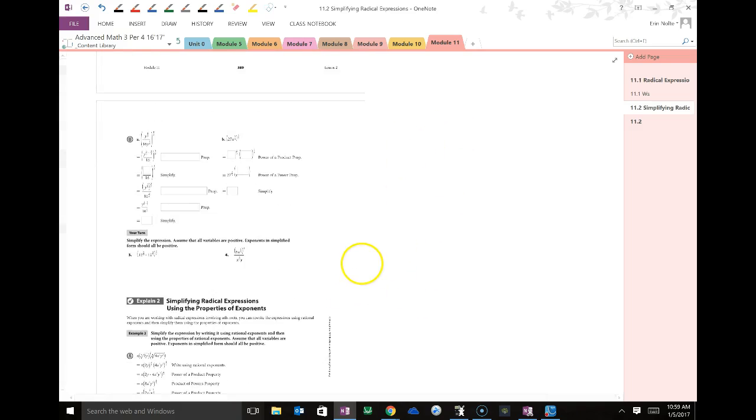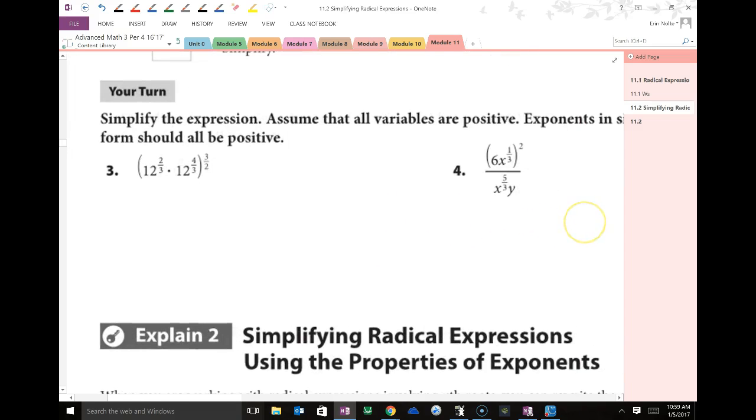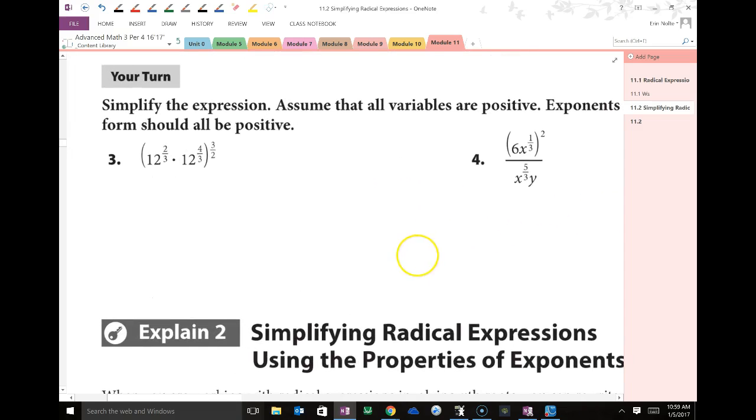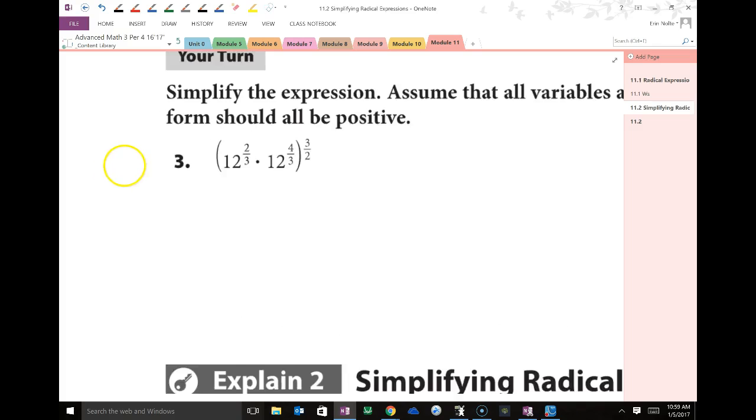Let's see. Let's do these ones. Okay, so this is what I'm going to have you do. In your notes, you guys try number 3. Okay, so I'll give you a second, see if you can get question number 3 correct, and we'll see if you get it right. Okay, so here's, I can make it bigger.